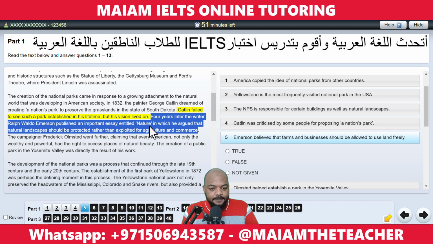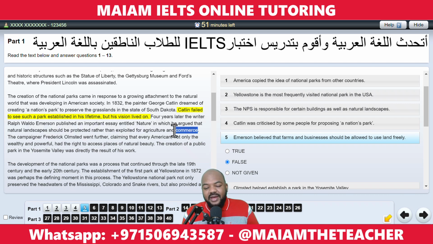Did he say that? The writer published an important essay entitled Nature, in which he argued that natural landscapes should be protected rather than exploited. So basically, that's going to be false. He directly said no. They should be protected and not exploited for agriculture or commerce, meaning commerce is like financial gain, you know what I mean, by making money, that sort of thing. And so the statement said businesses should be allowed, and he said no, they shouldn't be allowed. So that's going to be false.